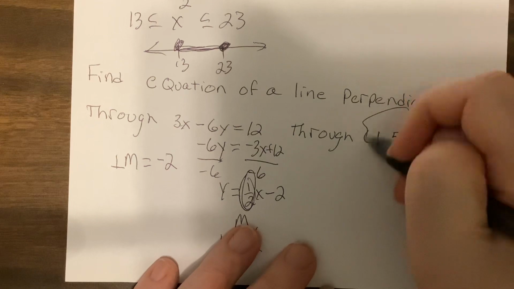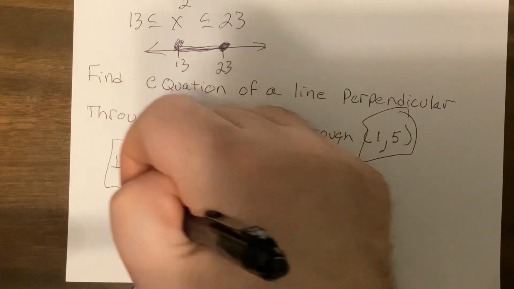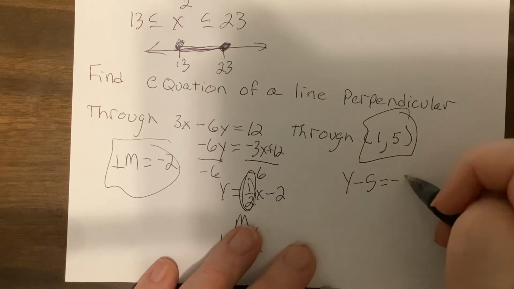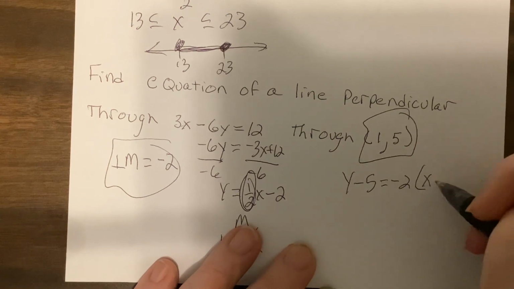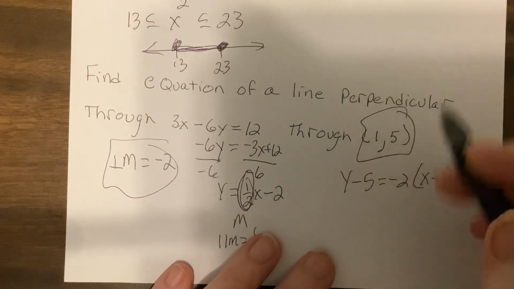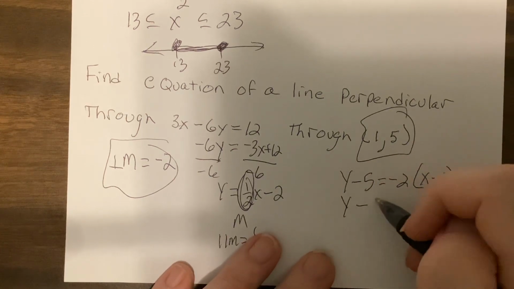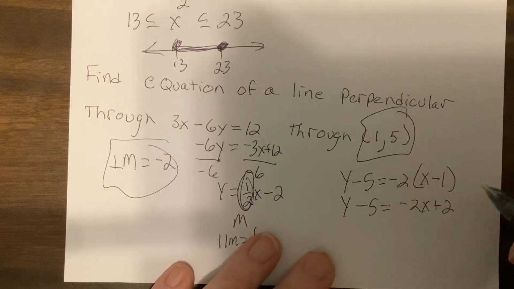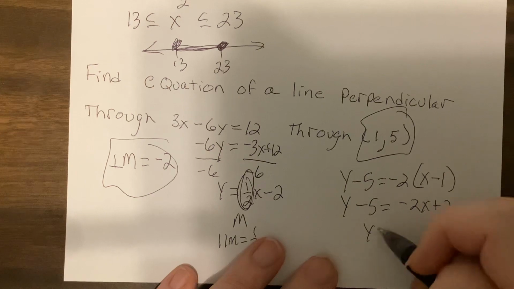So I'm going to use this. I'm going to use this. So y minus 5 equals negative 2x minus 1. Now, it doesn't say how to put the answer, so I'm going to put it in slope-intercept form. So I'll add 5 to both sides.